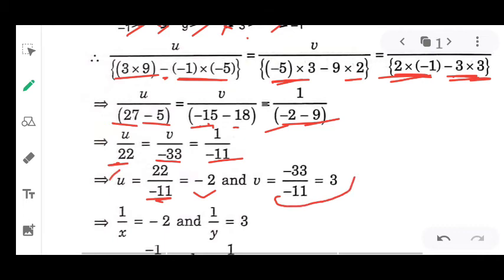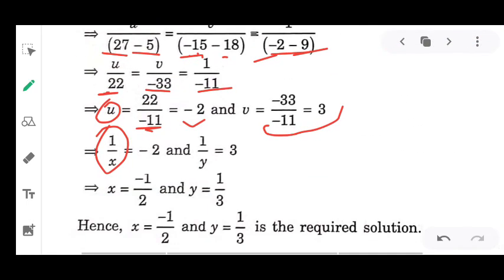So the value of u is 1 by x, so 1 by x equal to -2, so x will be -1 by 2, and v is 1 by y, and v equal to 3, so 1 by y equal to 3, so y will be 1 by 3. So the value of x is -1 by 2 and y equal to 1 by 3.